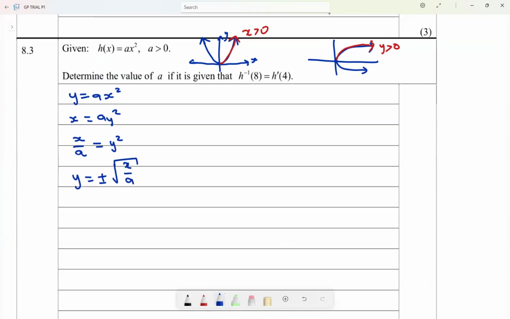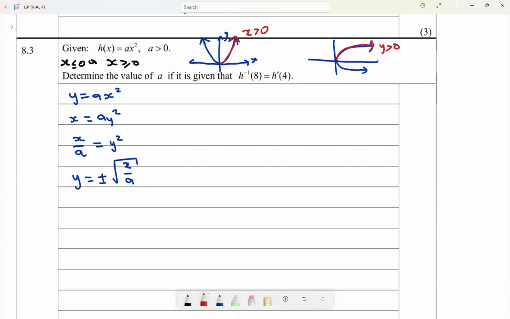Now y is greater than 0 here. The value of y here will either be greater than 0 or less than 0. But in this case, I think they missed something. They missed a condition where x is greater or equal to 0, or x is less than or equal to 0. I needed that condition so that I know whether I'm dealing with this part or this part.